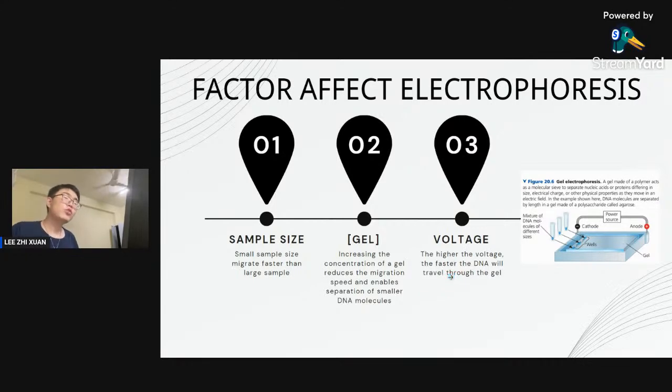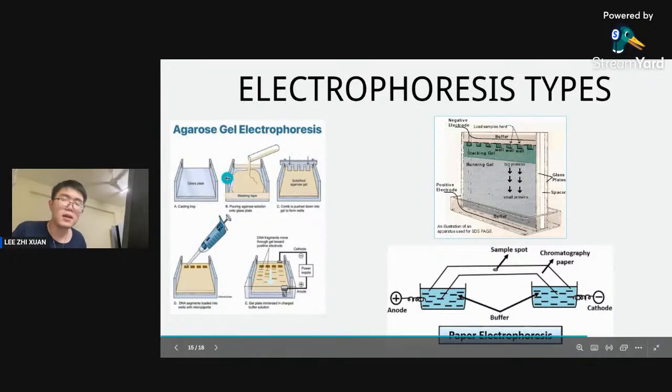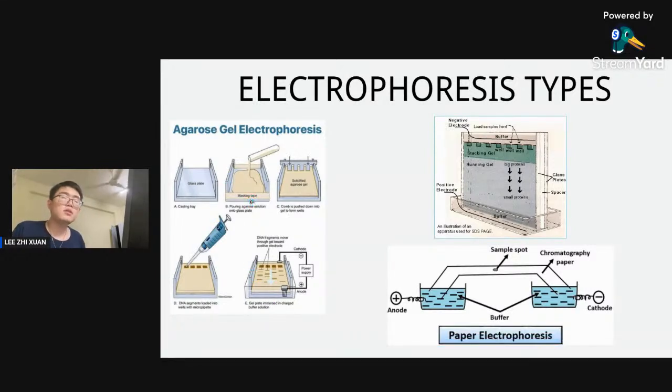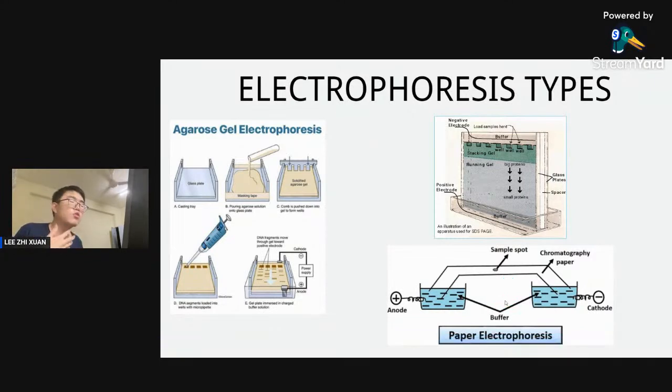Okay, so about the types of electrophoresis. The most famous one is agarose gel electrophoresis. This one is normally used to separate DNA. Protein also can, but it is not suitable. For protein, we normally use SDS-PAGE electrophoresis or paper electrophoresis. This one is more common for protein, but it is not suitable for DNA.